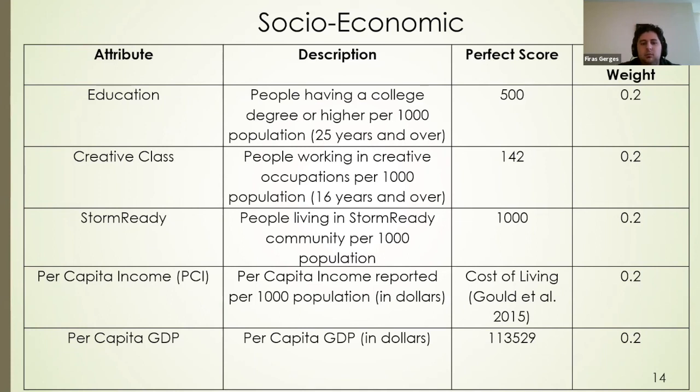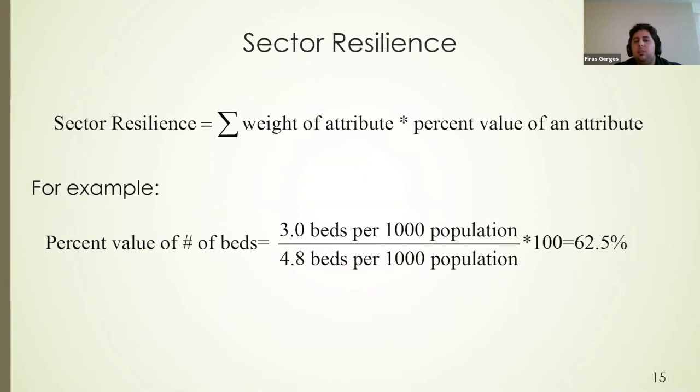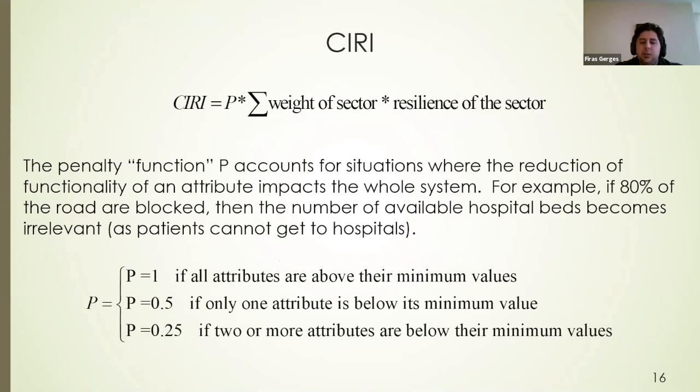All of these attributes for each sector are used based on previous literature and, of course, logical arguments and experts' input. To put all of these attributes together, a sector's resilience is a weighted average of the percent values of the attributes within it. For example, let's say we have a number of hospital beds. Based on our analysis, we found that the perfect score is 4.8 beds per 1,000 population. In a community A, for example, we have 3 beds per 1,000 population, so the percent value would be 62.5%. We took all of these percent values and averaged them based on their weights in order to calculate each sector's resilience. Subsequently, CIRI, the Community Intrinsic Resilience Index, is a weighted average of each resilience sector.